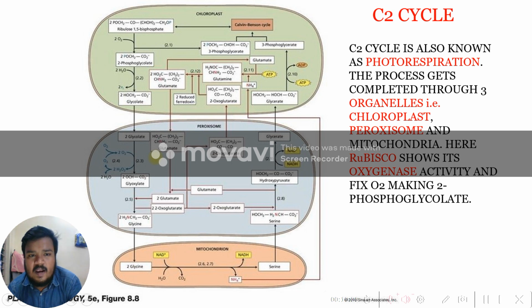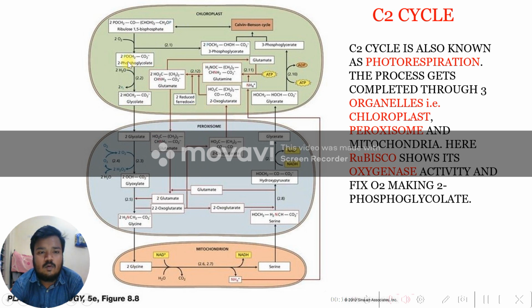Now Rubisco has dual activity. It means that it has carboxylase as well as oxygenase activity. When the concentration of O2 is high, it actually fixes the O2 and makes 2-phosphoglycolate. And 2-phosphoglycolate cannot be used in the C3 cycle to produce glucose. That's why it has to go through several reactions and make 3-phosphoglycerate to get into the Calvin cycle. So plants have developed a system, and this process occurs in three different organelles, which are chloroplast, peroxisome and mitochondria.